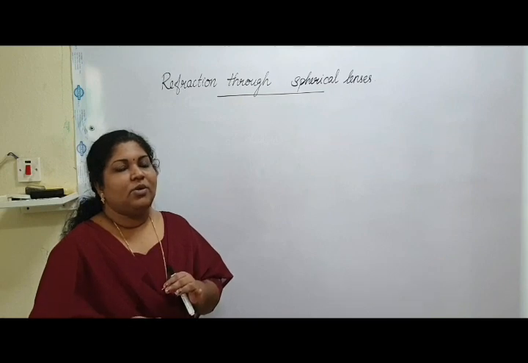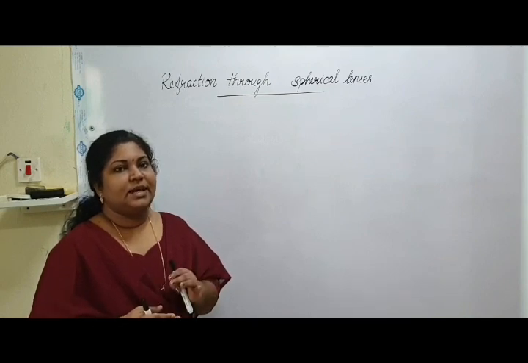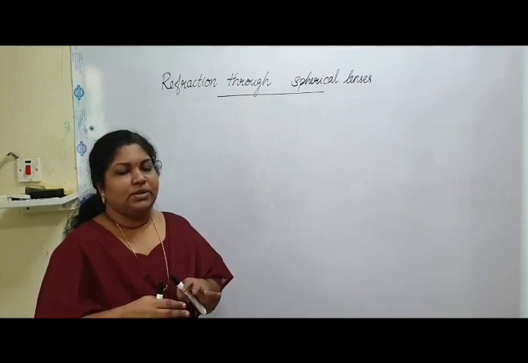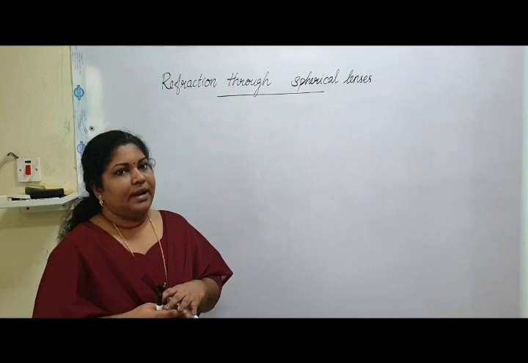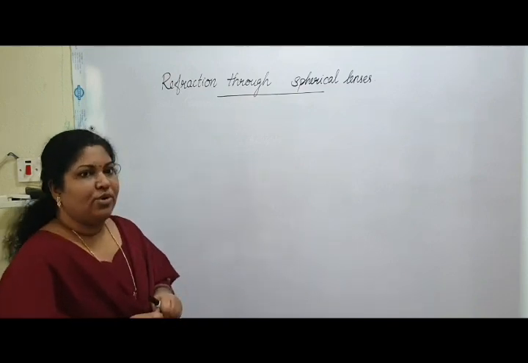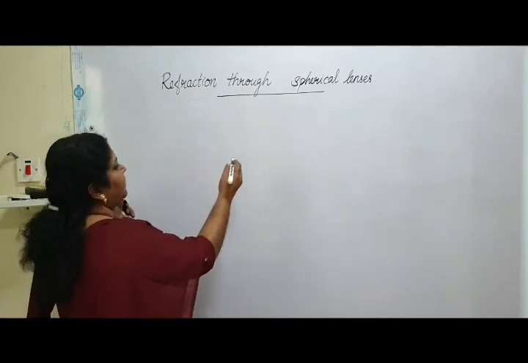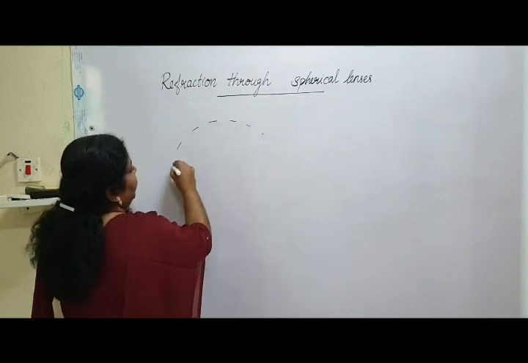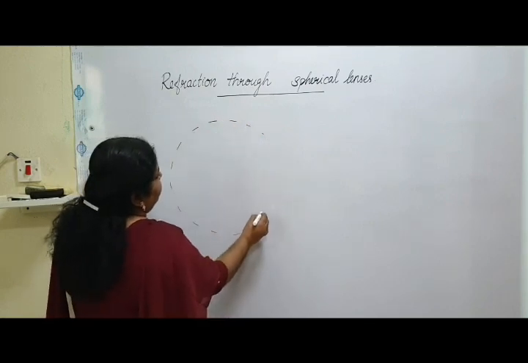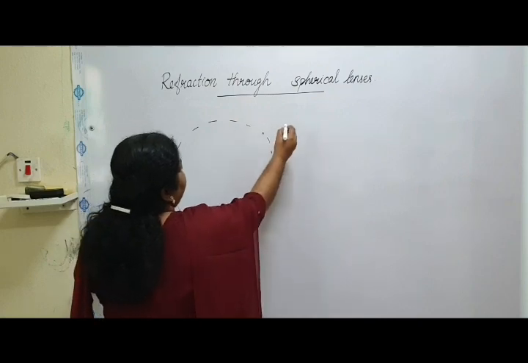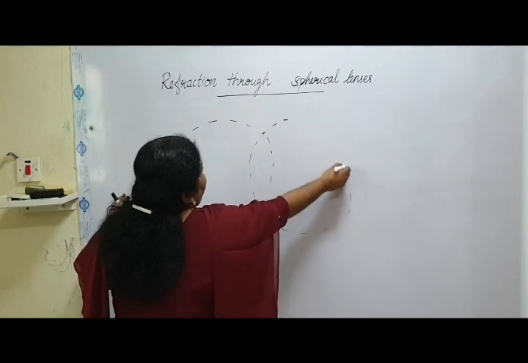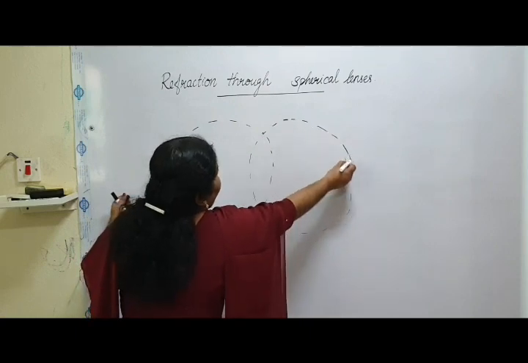So here what we are going to say about both the surfaces either bulging out or curved inwards. So two types are there for spherical lenses. One is convex, another one is concave. So first I will show you how a convex lens looks like. Just think that two spheres we are taking. This is one sphere. This is another sphere.